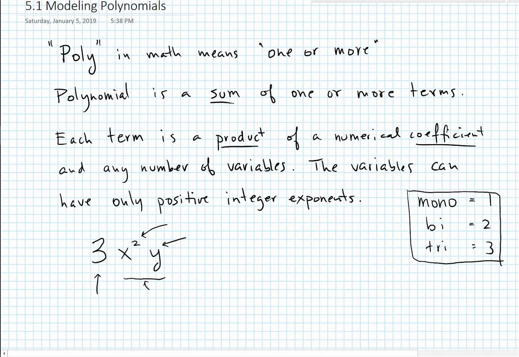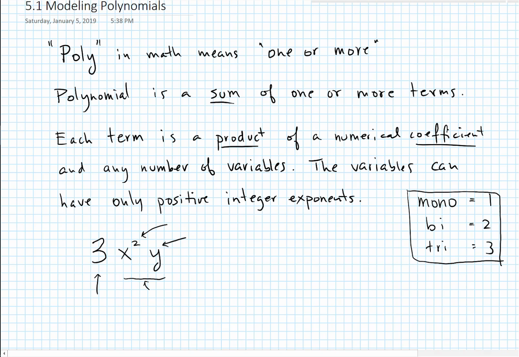One last thing. Sometimes polynomials are referred to by the number of terms, but that really only applies if there's 1, 2, or 3 terms. A one-term polynomial is a monomial. A two-term polynomial is a binomial. A three-term polynomial is a trinomial. And we don't bother after that. It's just a 4-term or a 5-term polynomial, or however many terms there are.